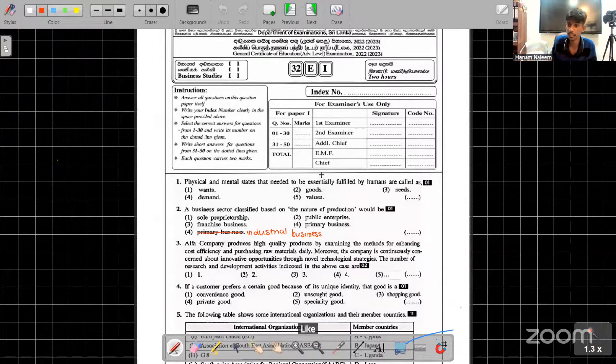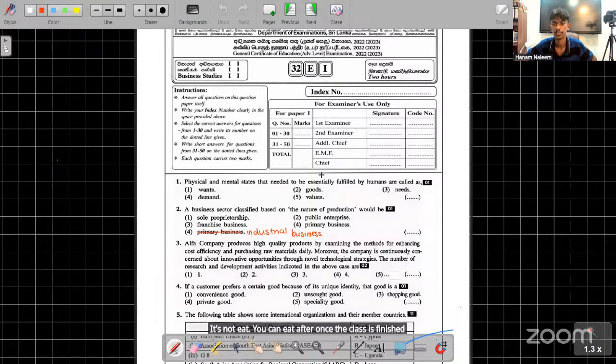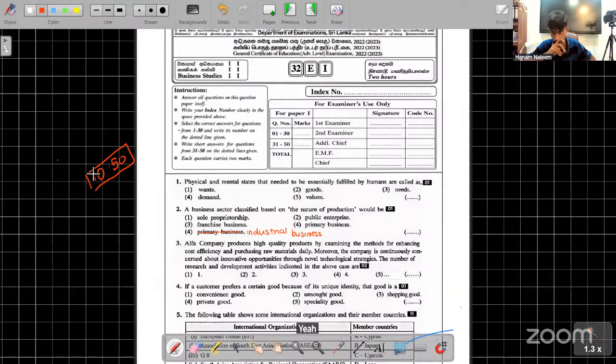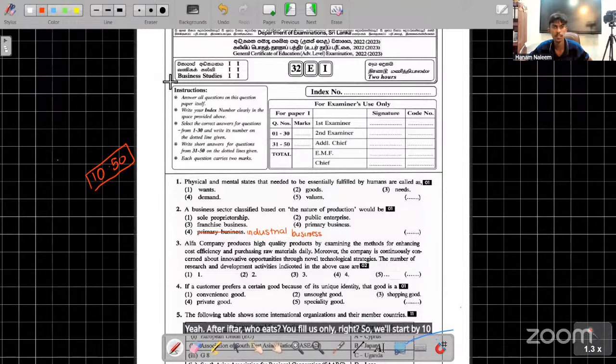Okay, you need a break? 5 minutes break? You didn't eat still. You can eat after the class is finished, right? Okay, fine. I'll give you a 5 minute break. We'll start by 10:50 then. Recordings, I said I will give, but I don't know when I will give. After iftar, who eats? You fellows only. Right? So we'll start by 10:50. Yeah, 5 minutes. Potty break, commercial break.